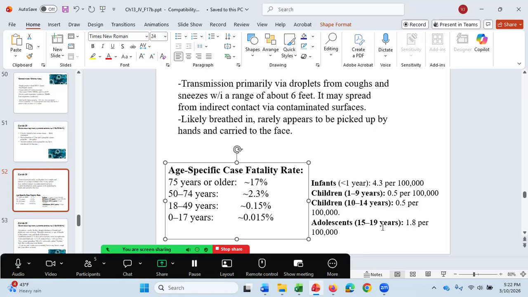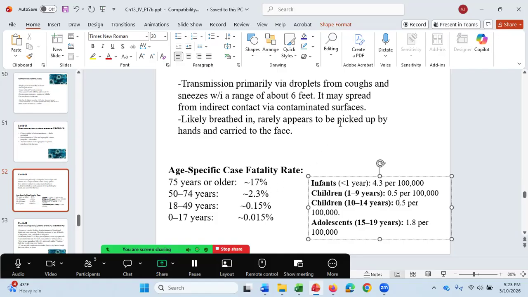And then we look at children, it's about 0.5 per 100,000 for both ages 1 to 9 and 10 to 14. And then it starts climbing. So children aged 1 to 14 actually have the lowest risk. And then adolescents have a slightly higher risk than a child. And this risk will increase the older you get. But it doesn't really increase until I think it's above age 65. And then they say you're at increased risk. Any question about any of that?